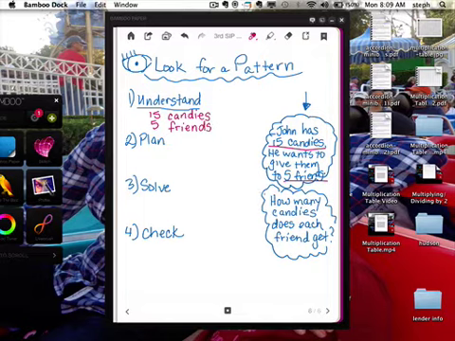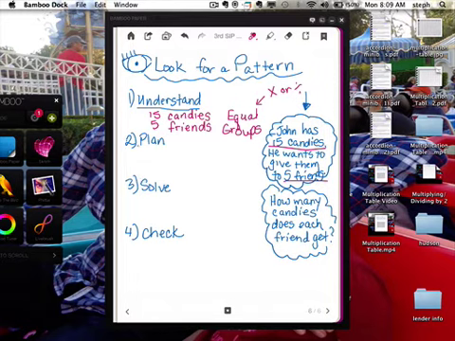Another important thing is to look at your question. What are they asking us? How many candies does each friend get? So they're asking how many each friend gets. That means equal groups. So we know we need to find equal groups. And with equal groups, it's either multiplication or division, right?